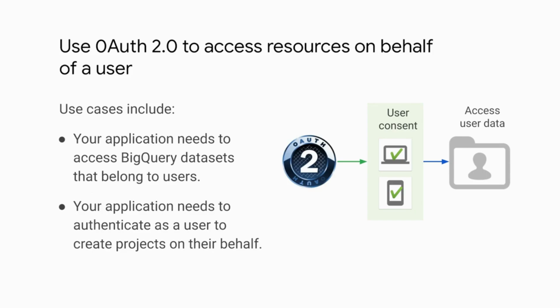Your application will request access to the resources, the user will be prompted for consent, and if consent is provided, the application can request credentials from an authorization server. The application can then use those credentials to access resources on behalf of the user.